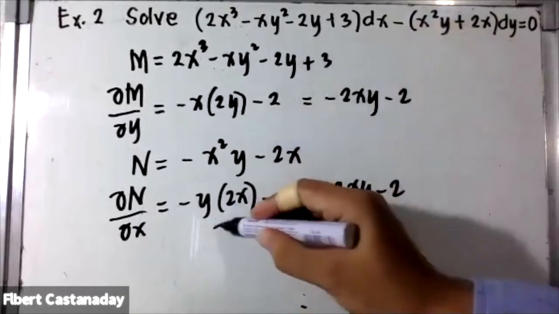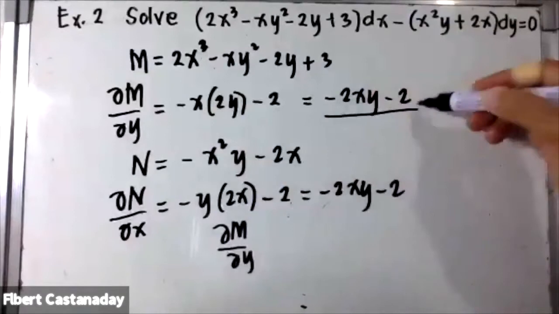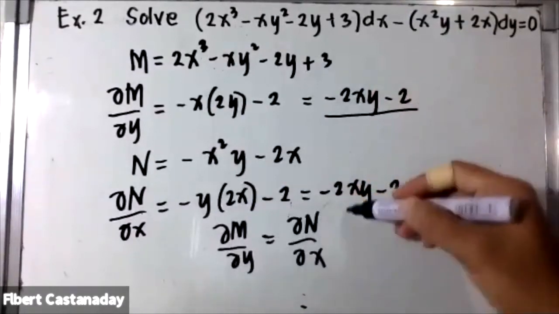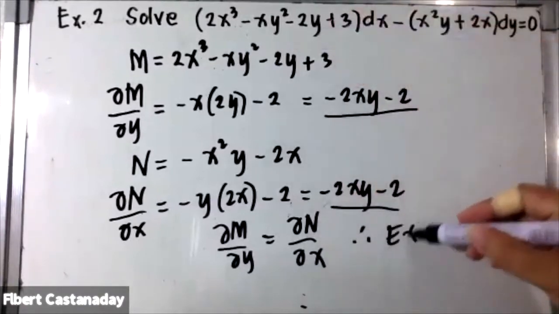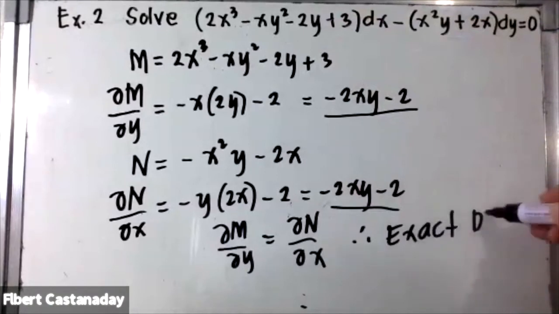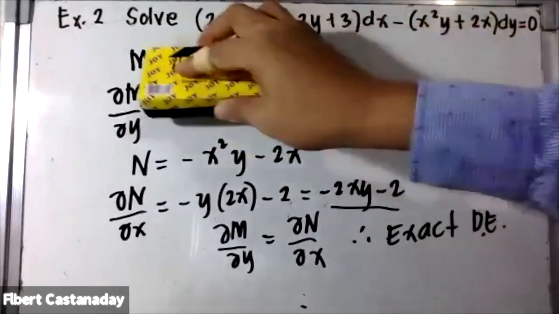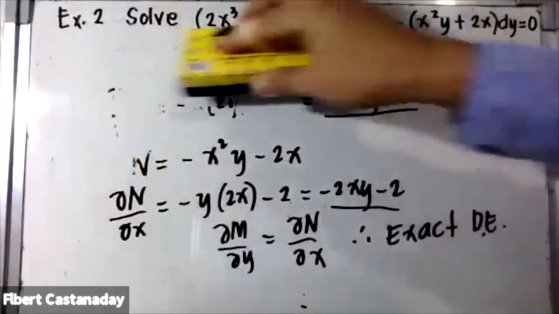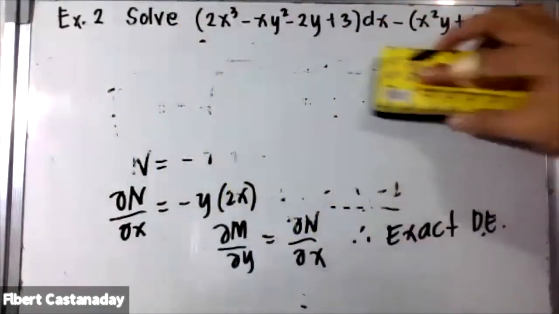As you can see, the partial derivative of M with respect to y is equal to the partial derivative of N with respect to x. Therefore, this differential equation is an exact equation. Okay, so we are going to solve this first order DE, an exact differential equation for that matter, in two ways. The first one is using the long method.